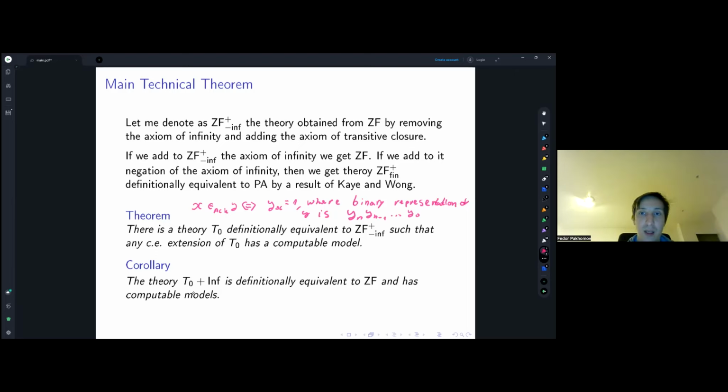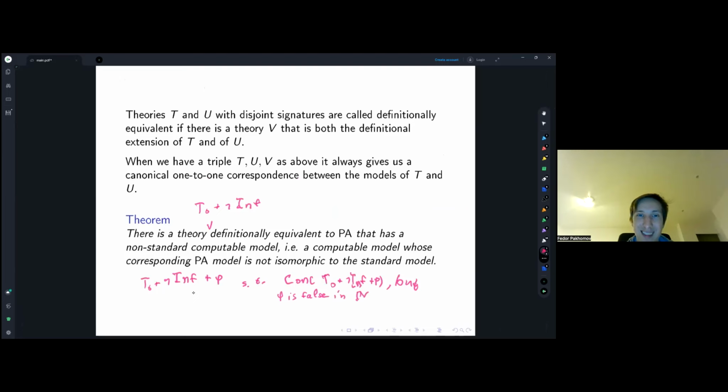Fedor, can I ask you a question? Sorry, just for clarification. Yeah. Could you go back to the previous page for a second? In your main theorem, I have two questions. One is, when you say the corresponding PA model, just to be clear, the corresponding PA model is the correspondence that the definitional equivalence is giving you, right?